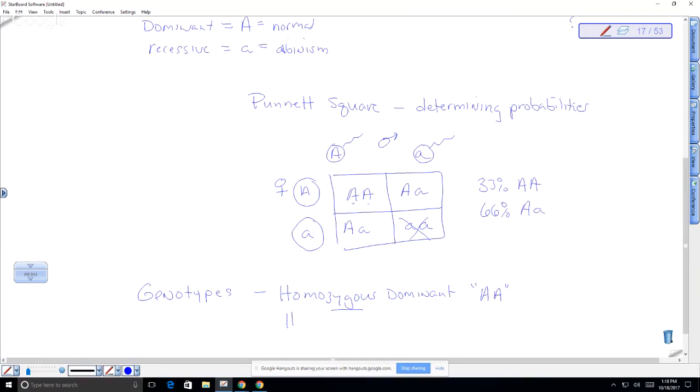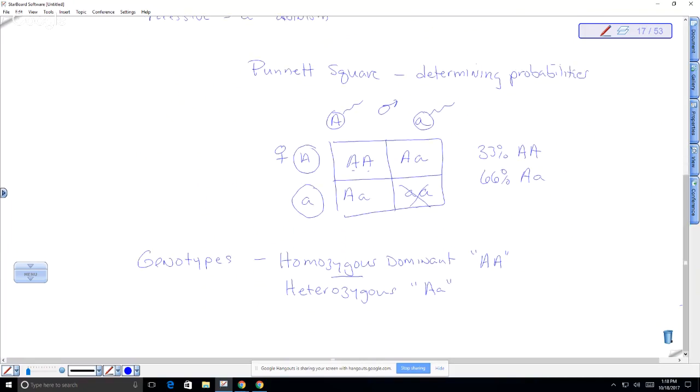Okay. Heterozygous. What do you think that one is? Big A, little a. Hetero means other. And then obviously little a, little a is going to be homozygous recessive. And so that would be little a, little a.